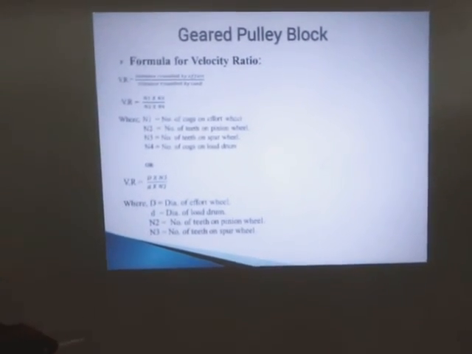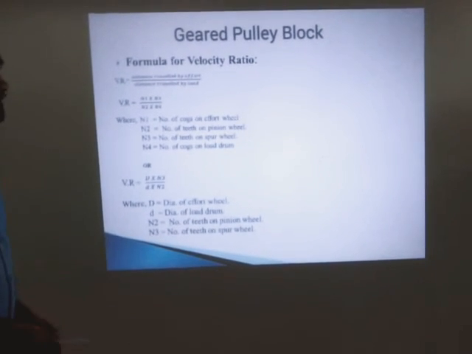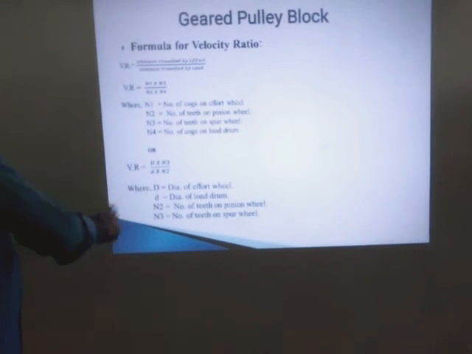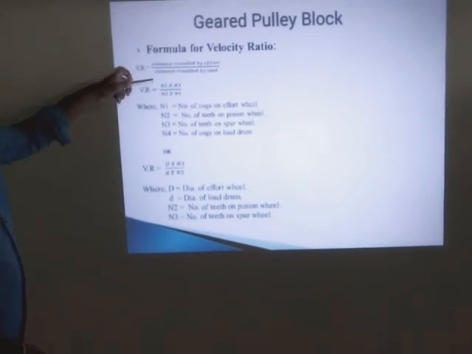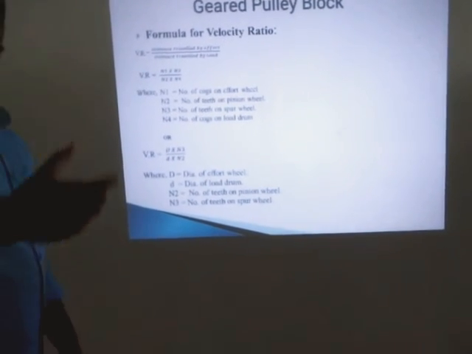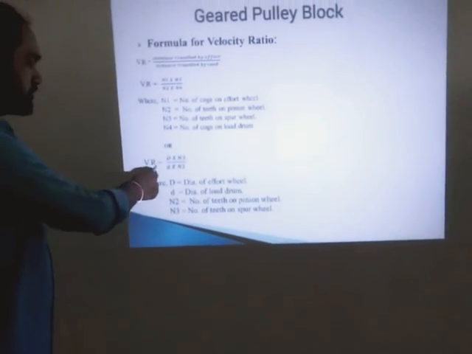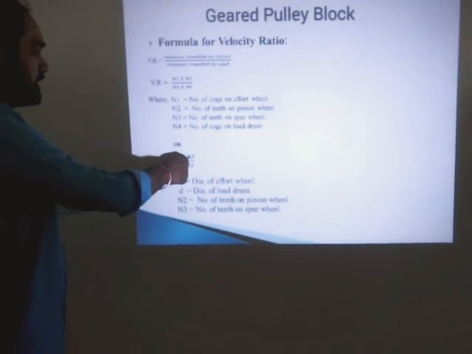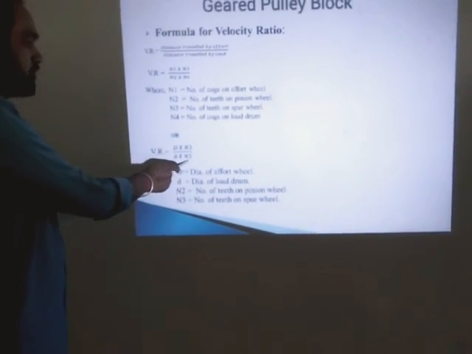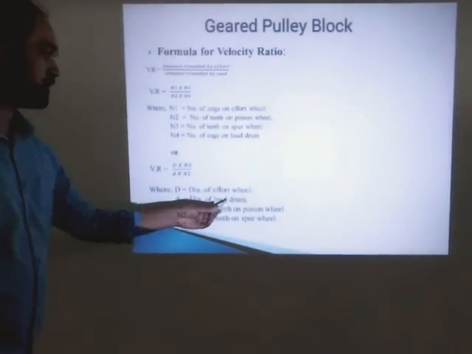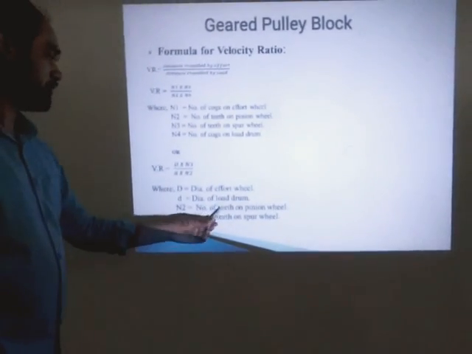Another formula is: instead of pulleys, if there is a handle or effort wheel provided, then velocity ratio is equal to capital D into N3 divided by small d into N2, where D is the diameter of the effort wheel, small d is the diameter of load drum, and N2 is number of teeth on pinion.